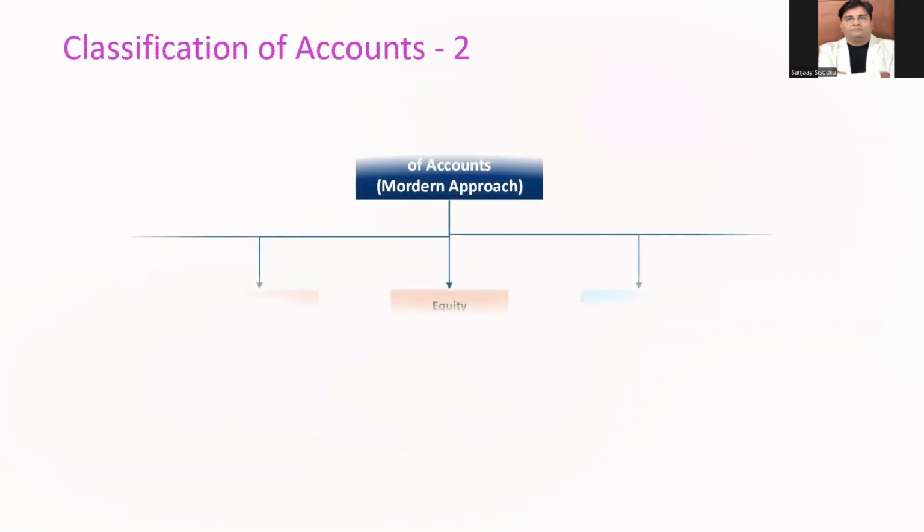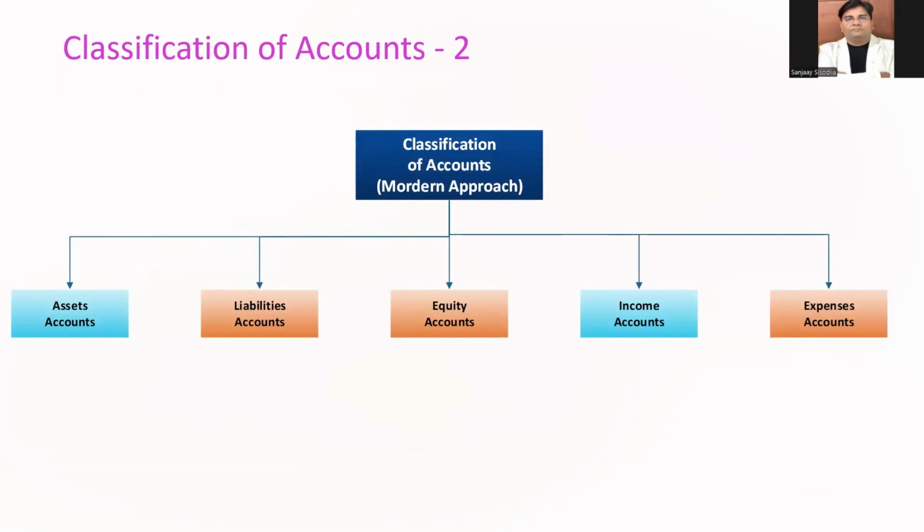Now we will look at the classification of accounts as per the modern approach. In the modern approach, the accounts are classified into 5 categories, that is assets, liabilities, equity. Again, equity represents the amount invested by the owner of the business, or you can say the equity account or capital account. Then we have accounts for incomes, and then we have accounts for expenses.